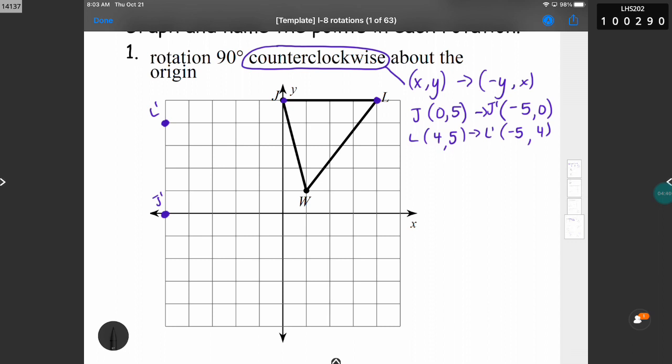Okay? Then I have W. Right now, W is at 1, 1. Positive 1, positive 1. So W prime is going to become, what's the opposite of positive 1? Negative. Negative 1. So it's going to be negative 1, positive 1. So I'm here, this would be W prime. I'm gonna go ahead and connect my points.